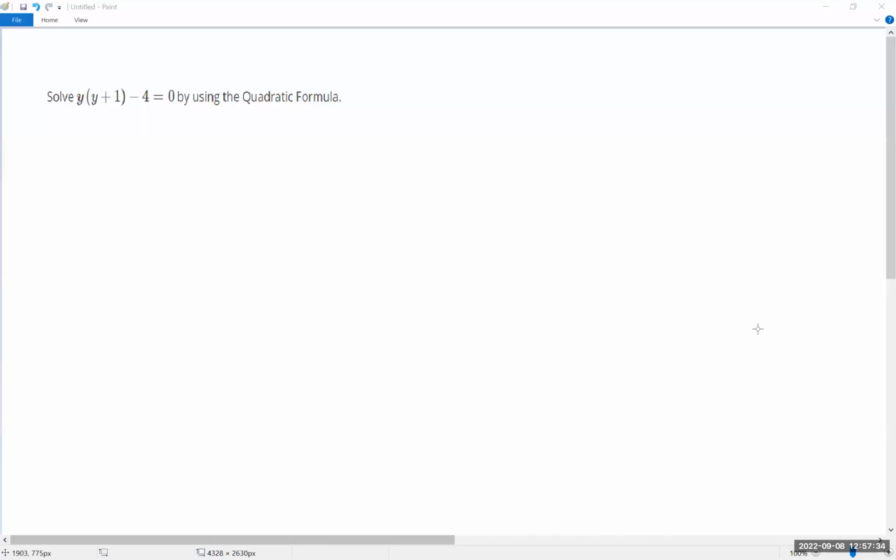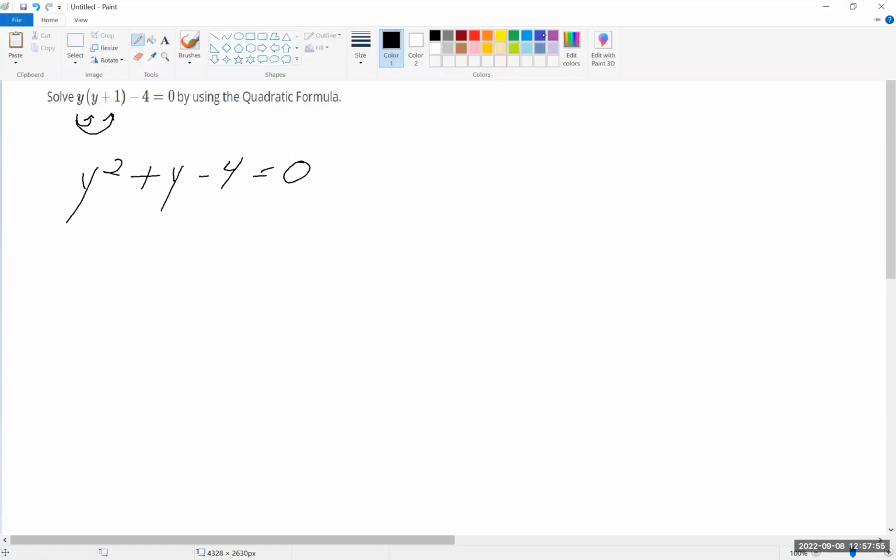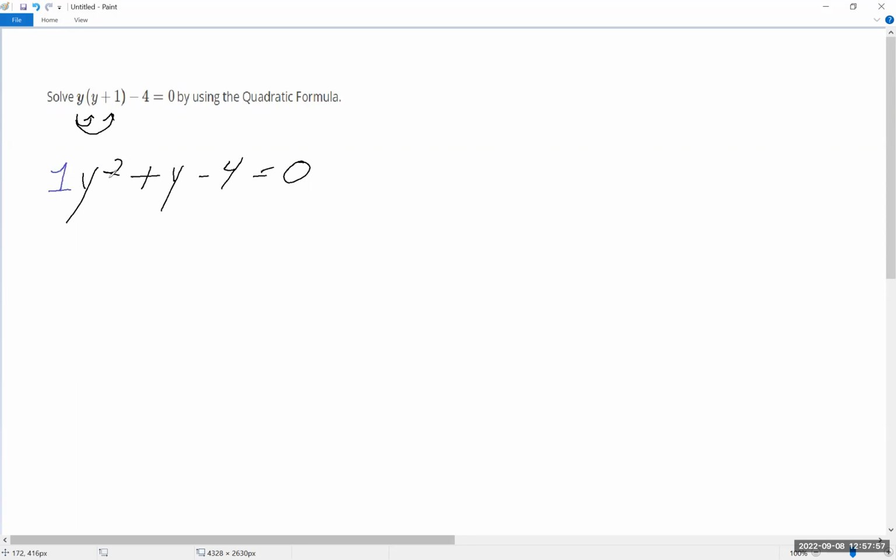All right, so here's one where we are asked to solve a quadratic. What I'm going to do is distribute here. So I've got y squared plus y minus 4 is 0, and they want me to use the quadratic formula. So I have to know that what's implied here is that there's a 1, there's a 1. So therefore my a is 1, my b is 1, and my c is -4.